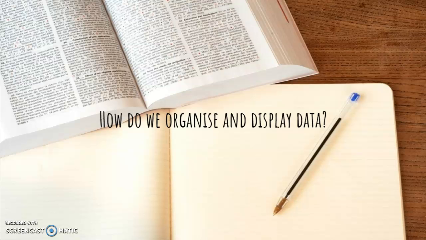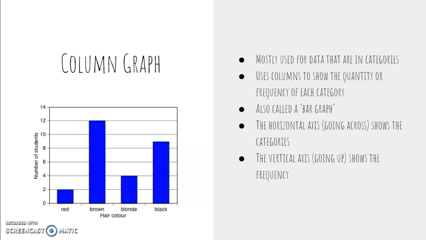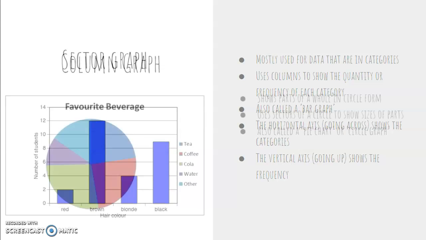So the first example is column graph. Column graphs are mostly used for data that are in categories. We use columns to show the quantity or frequency of each category. It's also called a bar graph. The horizontal axis going across shows the categories. The vertical axis going up shows the frequency.